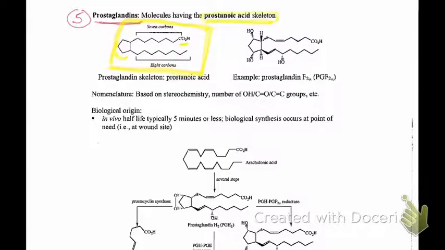All right. The other thing you should be familiar with is that these molecules have typical half-lives of 5 minutes or less. So what that means is the synthesis of these compounds occurs at the point of need, for example, a wound site. So here's one example, prostaglandin F2 alpha or PGF2 alpha. And here you can see you have the prostanoic acid skeleton, a cyclopentane ring, 7 carbons ending in a carboxylic acid, and then an 8 carbon chain. And this just shows you that there is derivatization of this skeleton structure. Typically what you find is alkenes and alcohols that have stereochemistry on them.